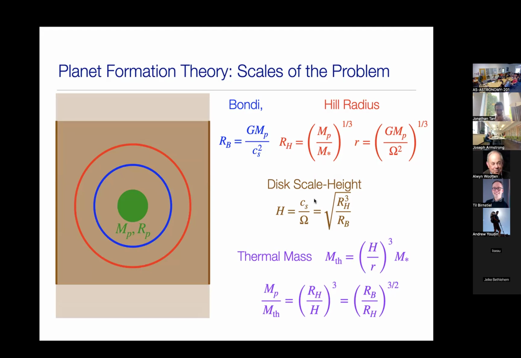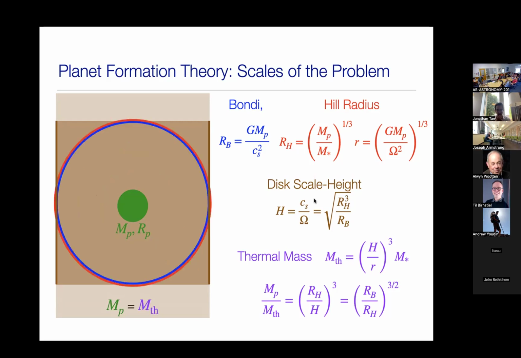And basically, whether your planet is above or below this thermal mass controls the strength of its interactions with the disk, which you can actually see in the ordering of these length scales. The way I've drawn it here, where the Bondi radius is the smallest and the disk scale height is the largest, is what happens when your planet mass is less than a thermal mass. In that case, you can think of the gas disk as an infinite uniform medium, and the planet is not perturbing it greatly. But when you're at the thermal mass, all these length scales are basically the same. That's what's so special about the thermal mass.